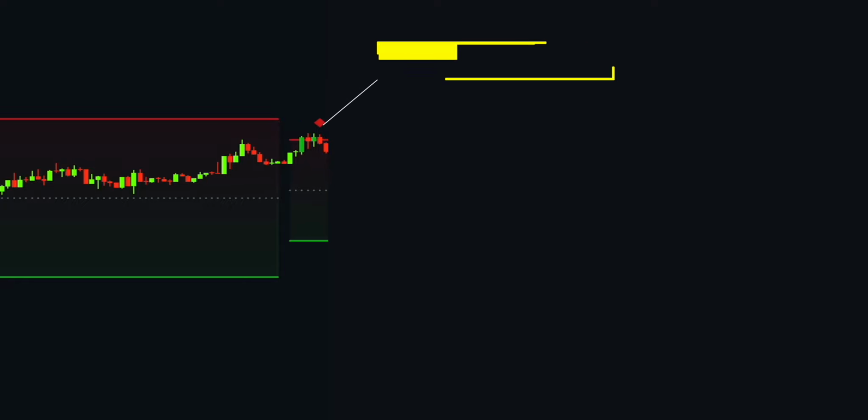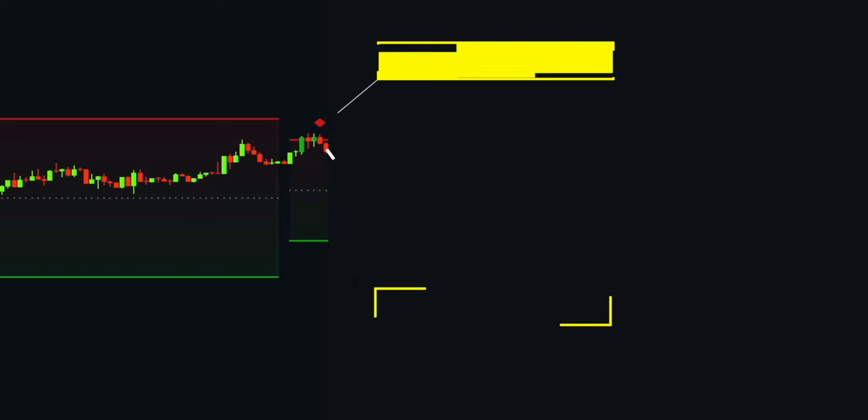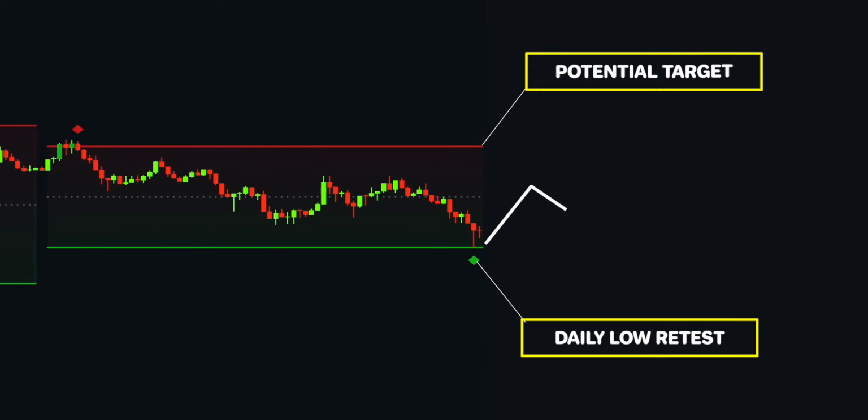It marks support and resistance points with small square symbols when the current time frame's high or low interacts with the higher time frame's levels. This indicator is ideal for traders looking to integrate multi-time frame analysis into their strategy. The higher time frame levels act as significant support and resistance zones, helping you identify potential reversal or continuation points.